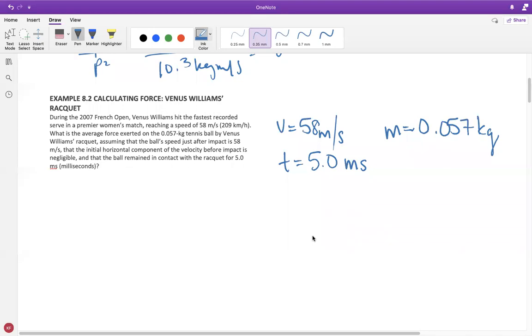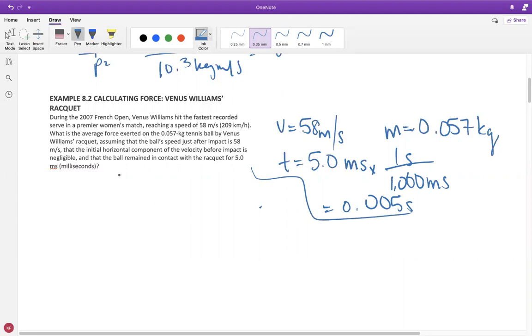Okay, so we have some amount of time here, and that was given to us in milliseconds, and we're going to obviously need that in seconds. So let's go ahead and convert. There are 1,000 milliseconds in 1 second. Okay, so 5 divided by 1,000 is just going to be 0.005 seconds. Okay, so again, we're trying to find our force.